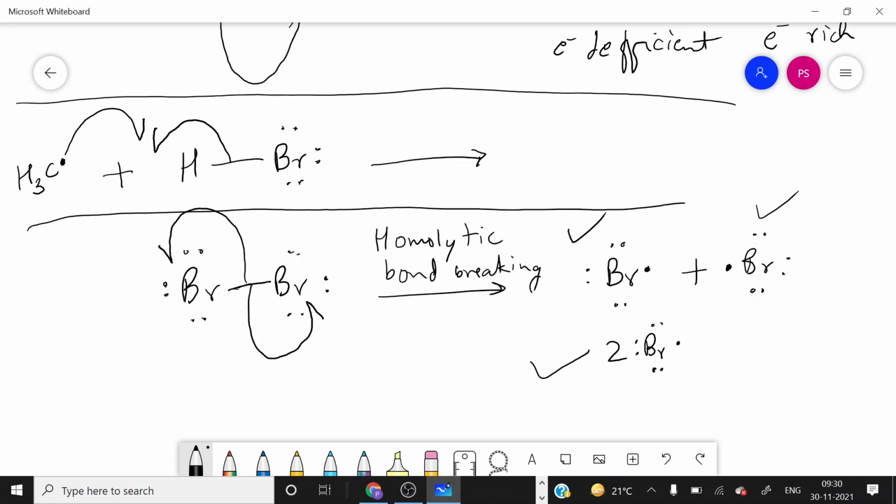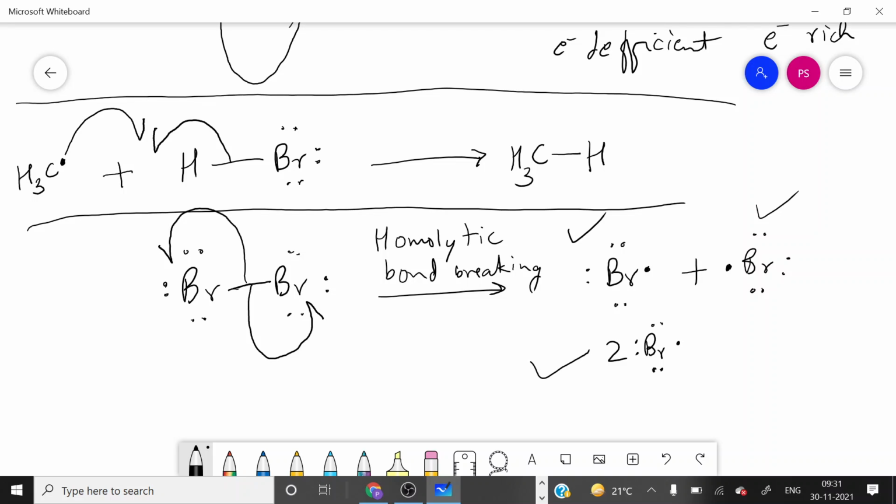Okay, so one electron from the HBr bond shifts in between carbon and hydrogen, and one electron from the carbon, the methyl free radical, also comes in between carbon and hydrogen. So what will happen? The two electrons are now concentrated in between carbon and hydrogen, thereby forming one single bond. Remember that this movement of electron is in a homolytic manner. You can see the half-headed arrow. That's why this bond formation is in a homolytic manner.